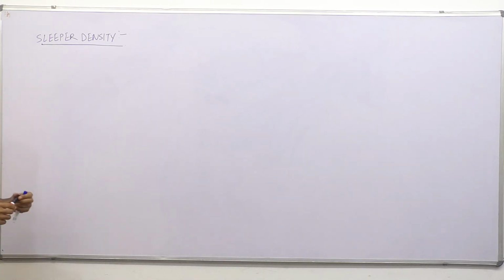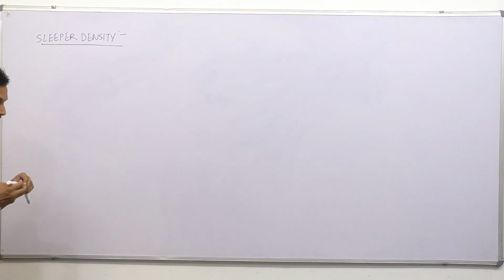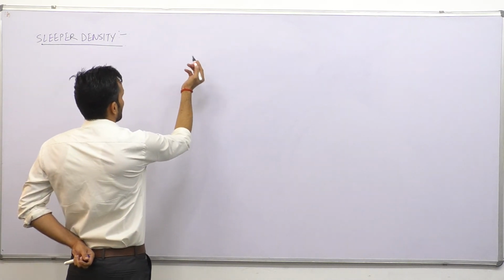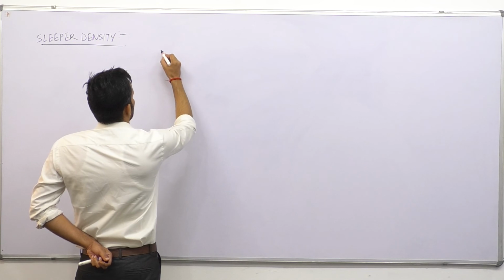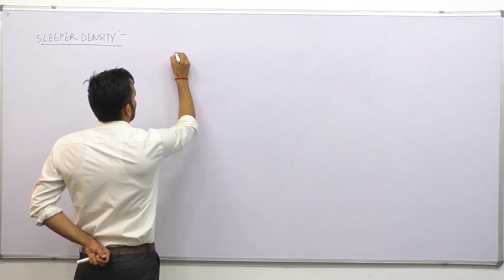So today's topic is sleeper density. Firstly, we'll be discussing the importance of sleeper density, and why we have this in the cross section of a railway. So if I draw the cross section of a railway track, then it would be something like this.